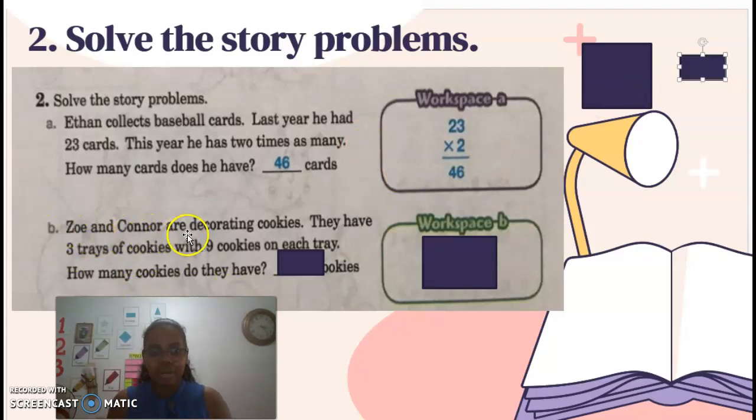Now, letter B. Zoe and Connor are decorating cookies. They have 3 trays of cookies with 9 cookies on each tray. How many cookies do they have?